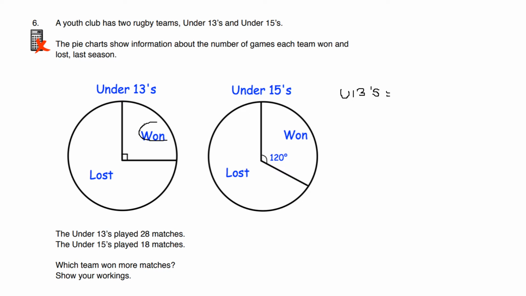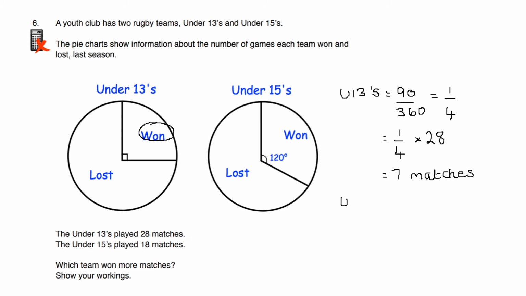the sector of the pie chart that represents how many matches they won is this one, and we can see that that's 90 degrees. So the fraction of matches they won would be 90 out of 360. And if I cancel that, so I can divide through by 90, that will give me a quarter. So the under 13s won 1/4 of, they played 28 matches altogether, and that means that altogether they won 7 matches.